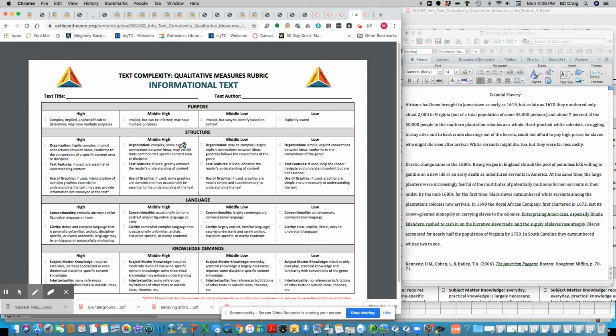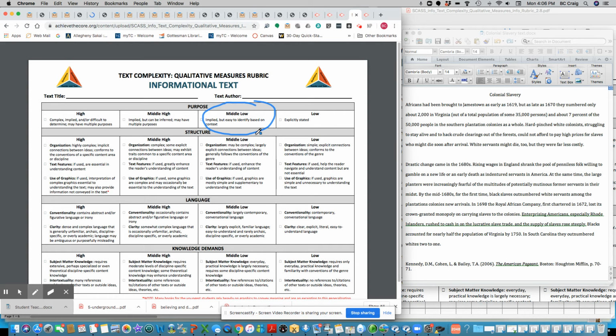So purpose. In this case, it's a textbook. It doesn't say this is a textbook to learn about the colonial slavery, but the purpose is easily implied by the reader. So we're going to call this middle low, right? It's implied, but it's easy to identify based on context.